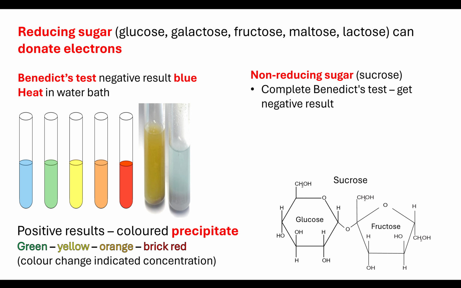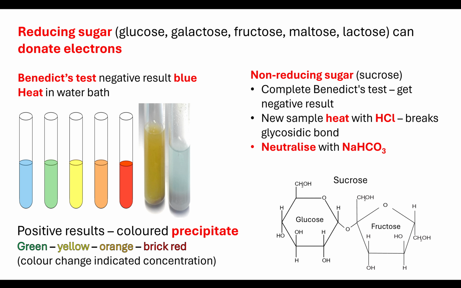What we need to do is break this disaccharide down into its two monosaccharides. And we do that by heating it with hydrochloric acid. We need to break that glycosidic bond. When we break that glycosidic bond, we now have our monomers, glucose and fructose, which are reducing sugars, which will then donate their electrons. But we've heated it with hydrochloric acid, so we need to neutralize the sample with sodium hydrogen carbonate before we conduct the Benedict's test again.